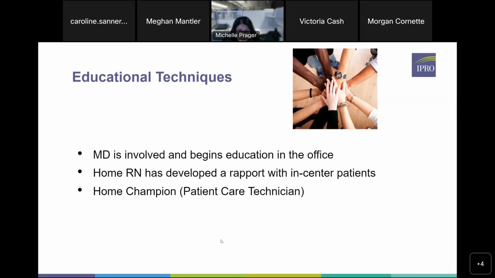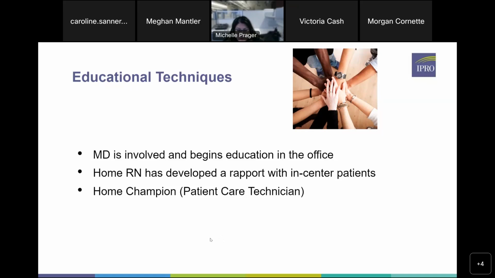We also have a home RN that is stationed outside of my clinic. She works here 5 days a week. She used to be my in-center nurse primarily, so all of our in-center patients have a very good relationship with her. So that helped a lot with the trust and transitioning some of our current in-center patients to PD.